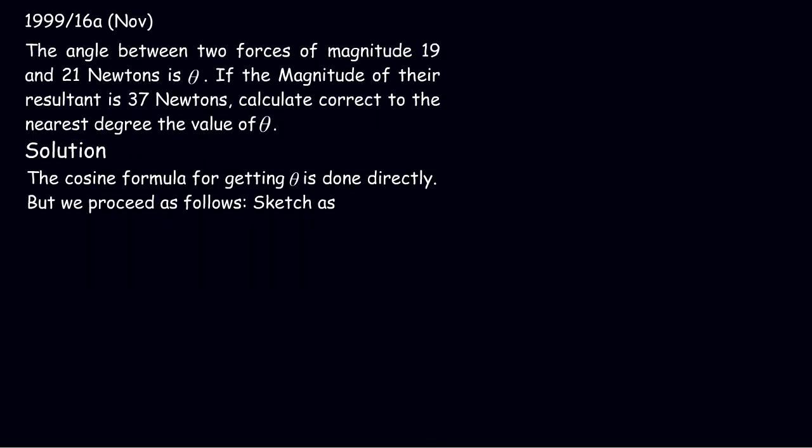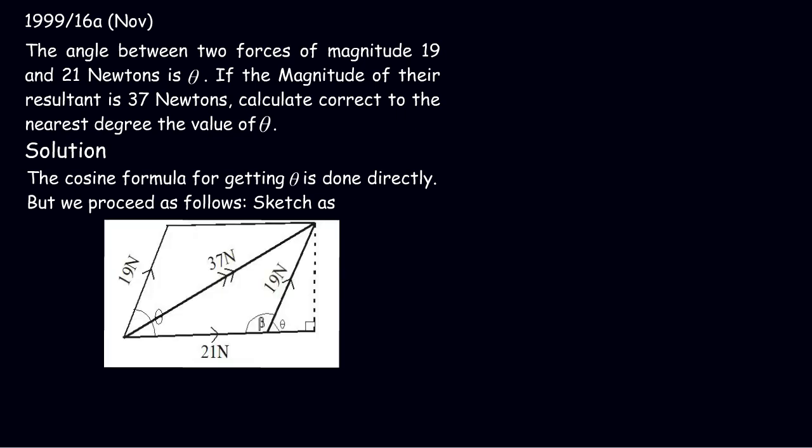We have another question from November 1999 that states that the angle between two forces of magnitude 19 and 21 newtons is theta if the magnitude of their resultant is 37 newtons. Calculate correct to the nearest degree the value of theta. Now we are going to be using our cosine formula to evaluate this, and first and foremost we are going to be sketching out our diagram, and after sketching the diagram we get the diagram as shown on the screen.